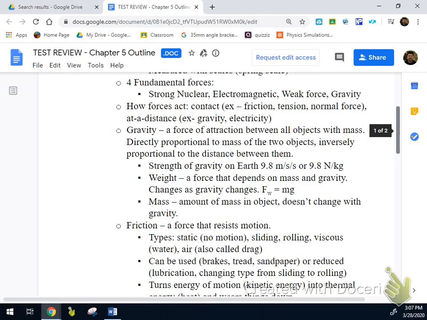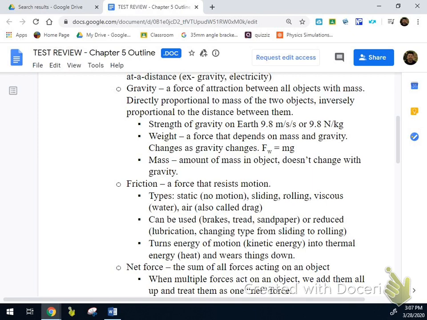We looked at how forces interact, whether they're contact forces, in other words, they're touching, or they're at a distance. Gravity is a force of attraction. The information I wanted you to know about gravity is that the larger the objects are and the closer they are together, the more gravitational pull there will be between them. Strength of gravity on Earth is 9.8 newtons per kilogram, or if we're talking about the acceleration of gravity, it's 9.8 meters per second per second.